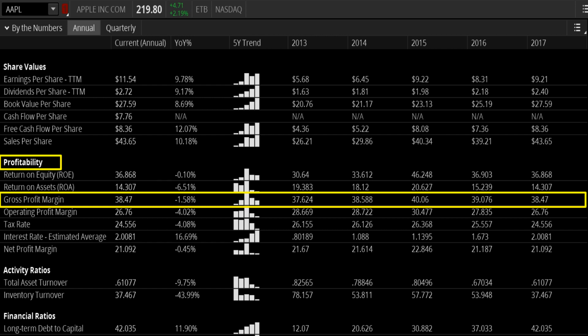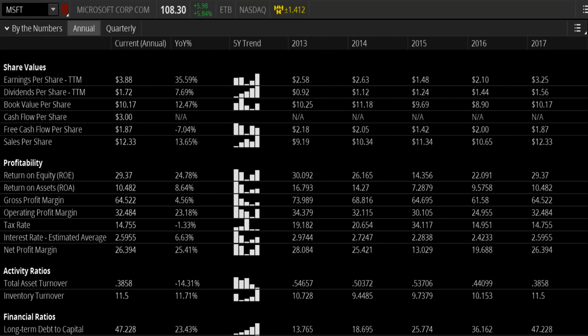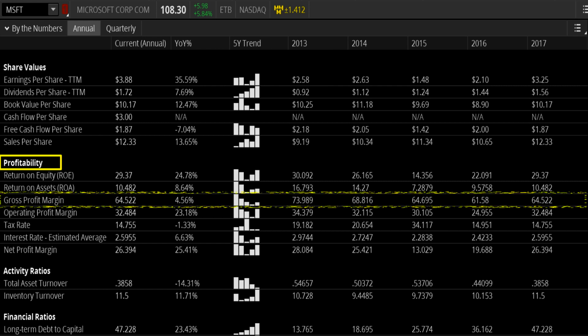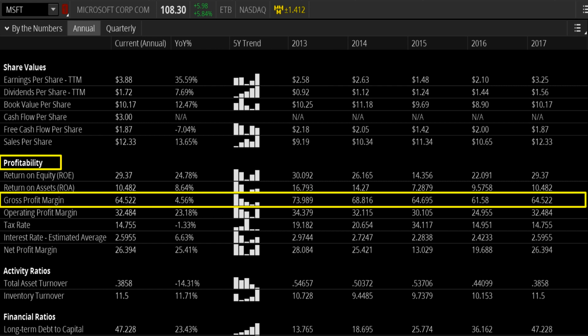If you go back and look at the data over 2013, 14, 15, 16, 17, you can kind of see that they peaked out there for a minute in 2015, and then the ratios dipped a little bit for the last couple of years. By comparison, here's Microsoft, again, looking at their profitability and their gross profit margins.